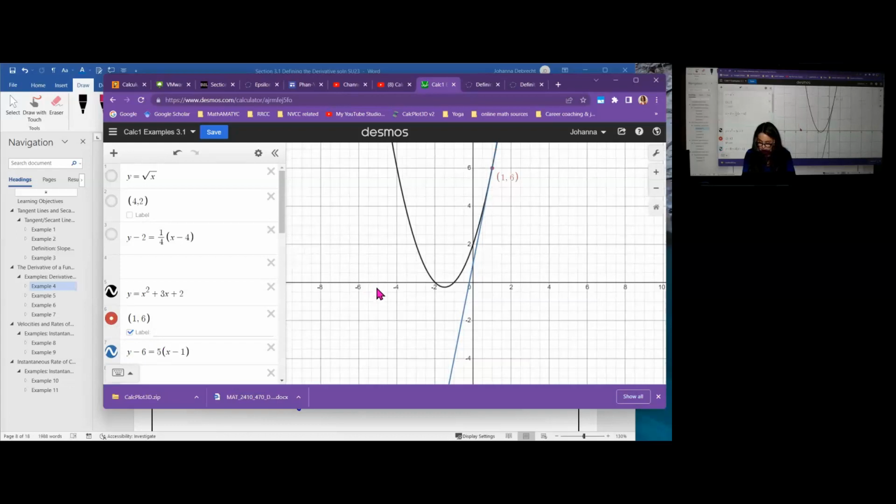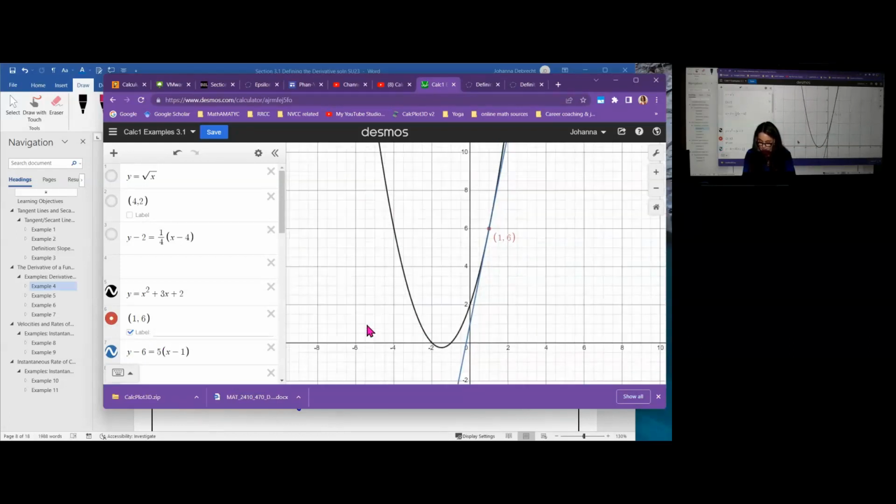You can see here that it does in fact match, that we've got the tangent line at the point 1, 6.